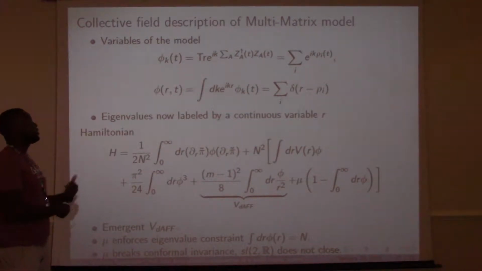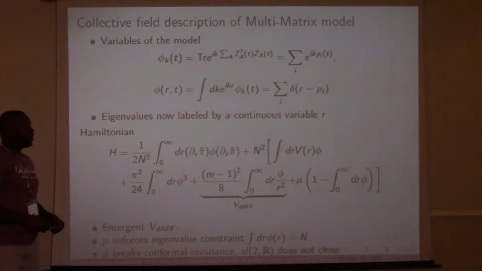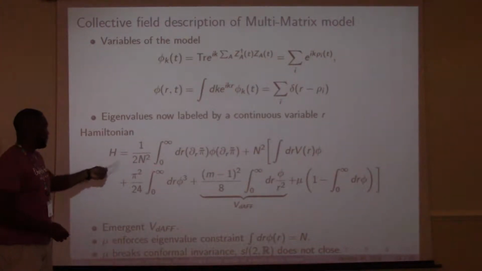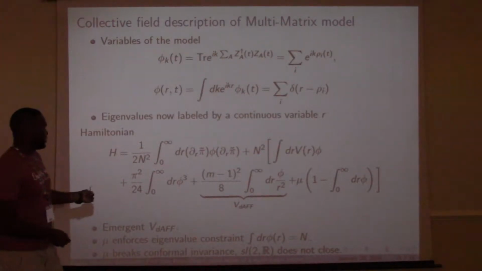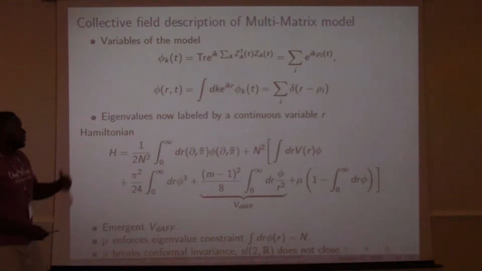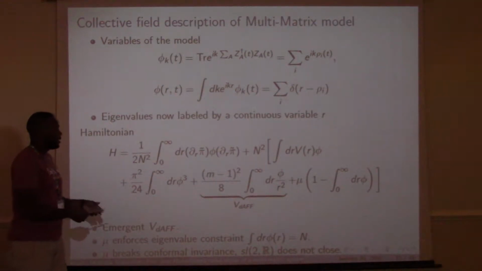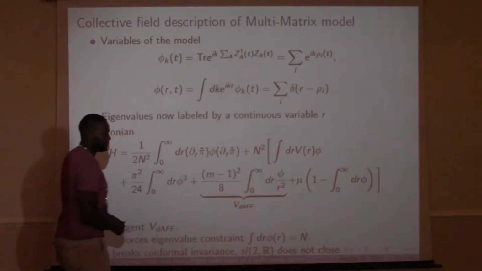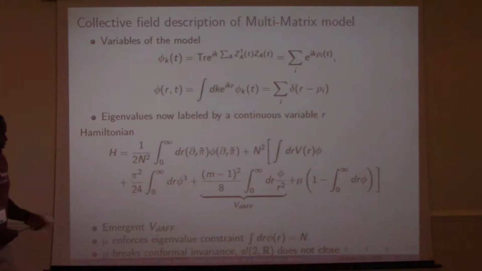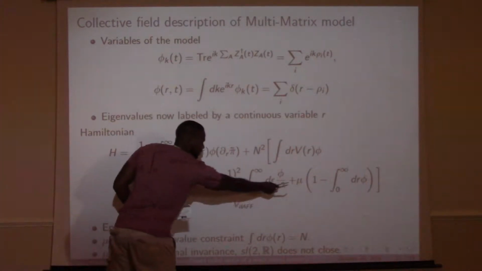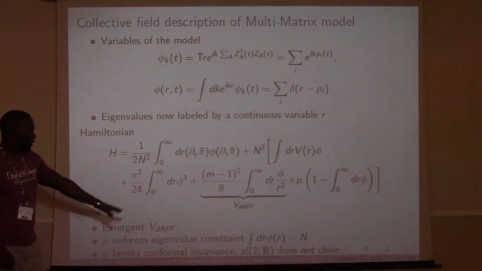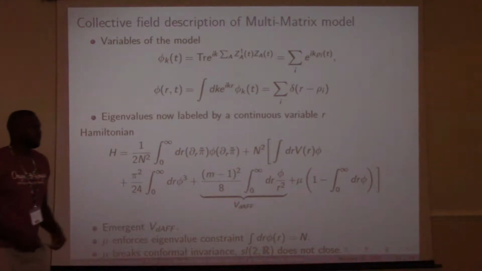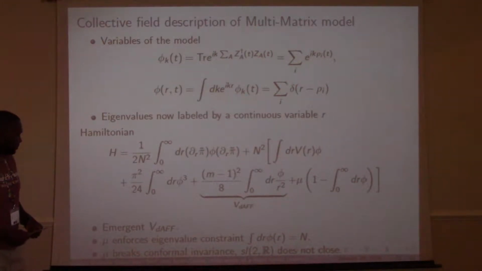So now when we move to the connective field theory, we can express our multi-matrix model with our fields phi. What we have is our Hamiltonian in this formalism given by this expression here, and also in this formalism, we still have that emergent potential from the one-dimensional conformal quantum mechanics. But in this formalism, we have to include this Lagrange multiplier term here, and this is to enforce the eigenvalue constraint in the system.